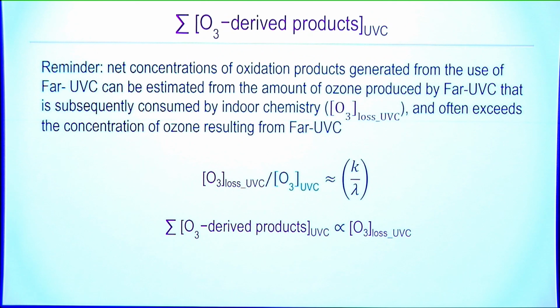I'll remind you, when we're talking about ozone-derived products from the use of UVC, we can estimate the net concentration of these products by using this ozone loss, UVC term, which is estimated as the amount of ozone produced by Far-UVC that's subsequently consumed by the chemistry. And you see again the expression for that.